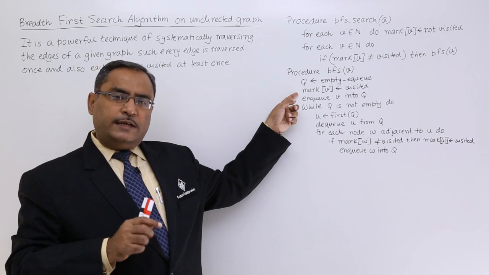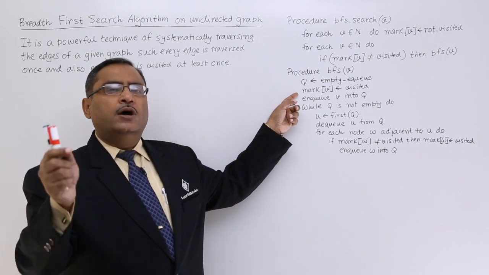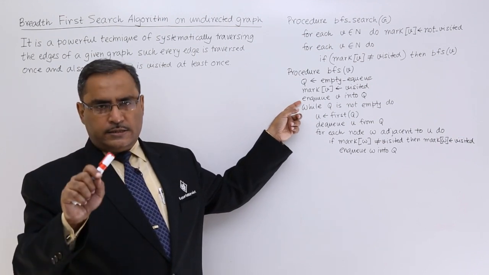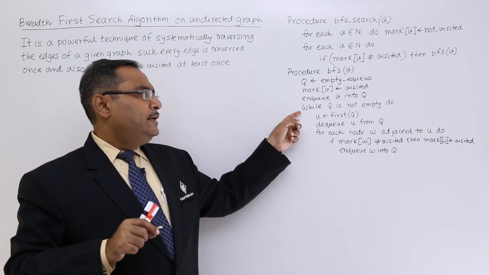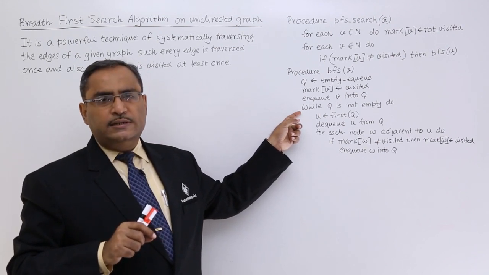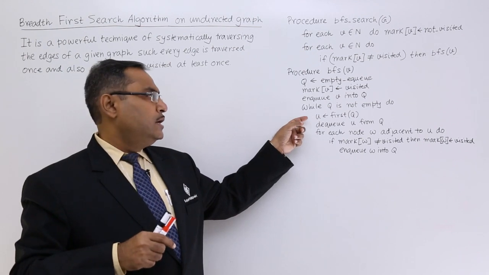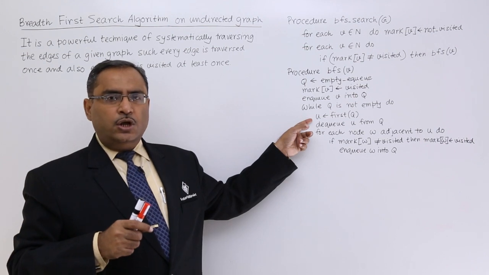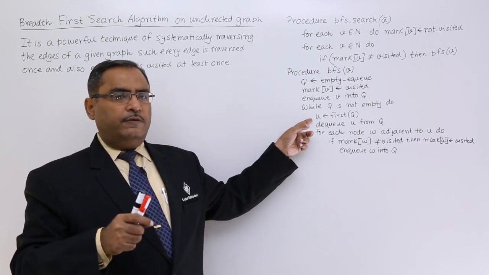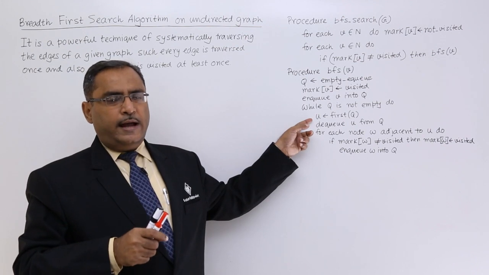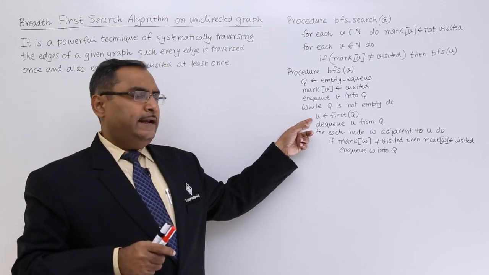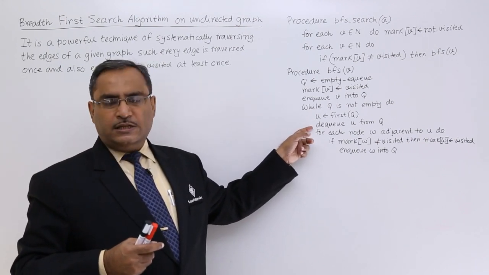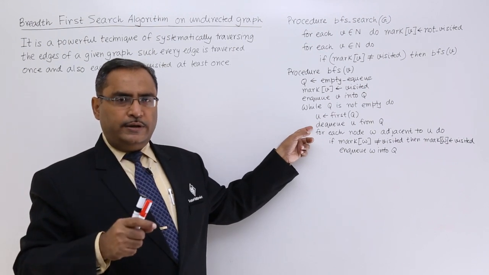Mark V is equal to visited. So the mark array at the Vth location I shall make true or visited. NQ V into Q, that means V will be entered into the Q. And while Q is not empty do, so until the Q is empty, go on doing the operations. What are the operations? U is equal to first of Q. You know that Q is a first in first out data structure. So always the node will get deleted from the front and the new node will get appended at the rear end of the Q. Now you are getting the first element from the Q and let it be U. Dequeue U from Q, so that means you are deleting this U from the Q data structure.